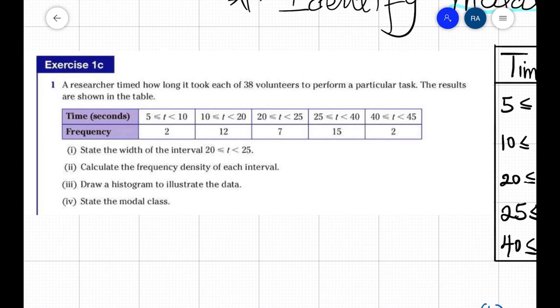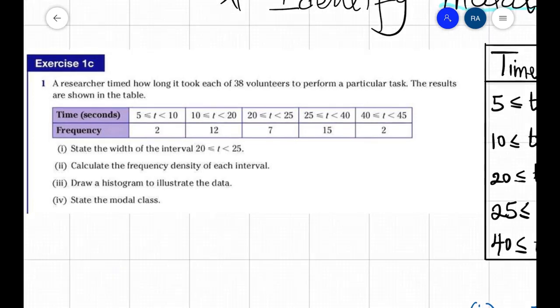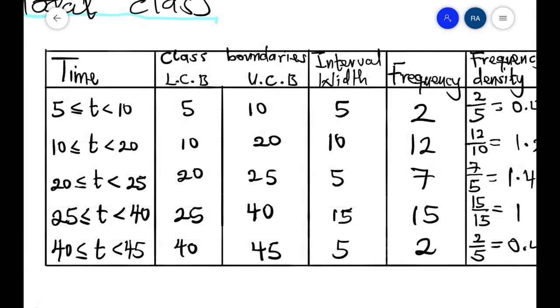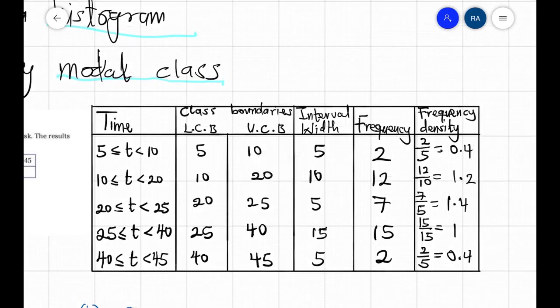To do that, first, let's get this table in another version. So we have this table. The times that they gave us, I have shown. This is the time that they gave, and this is the frequency. The other columns here will help us to construct a histogram. So please listen carefully. When you are given the times, the first thing you need to do is create what we call class boundaries.